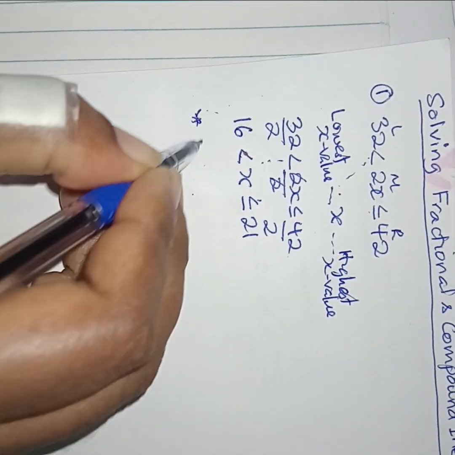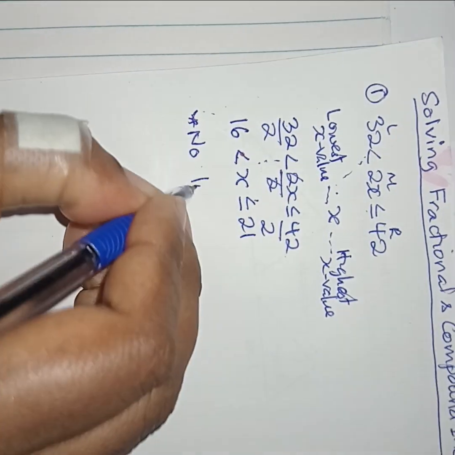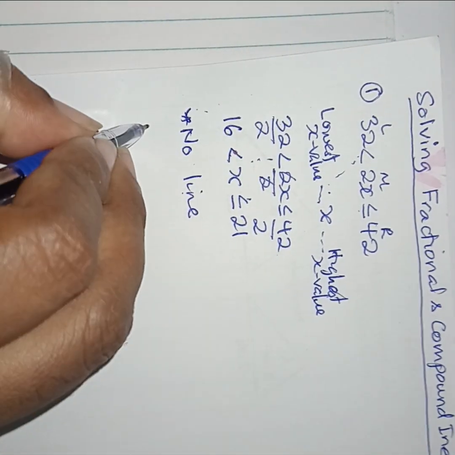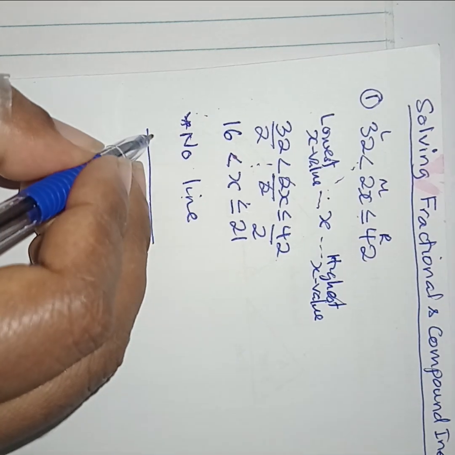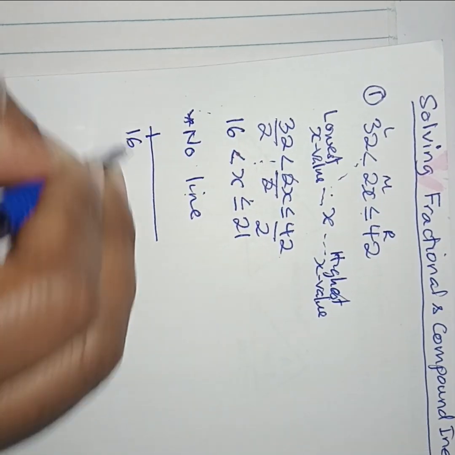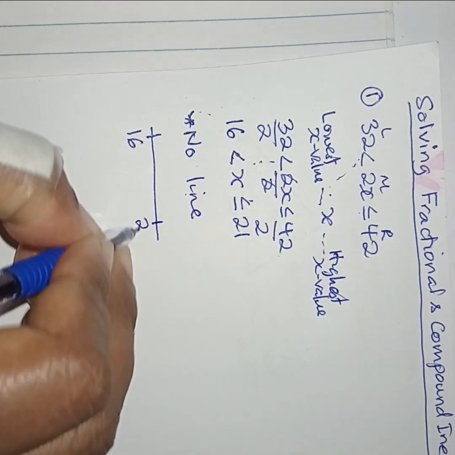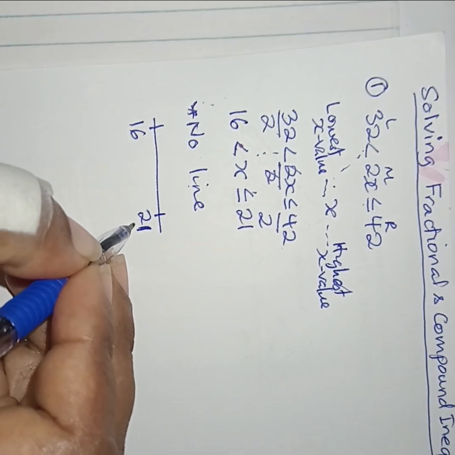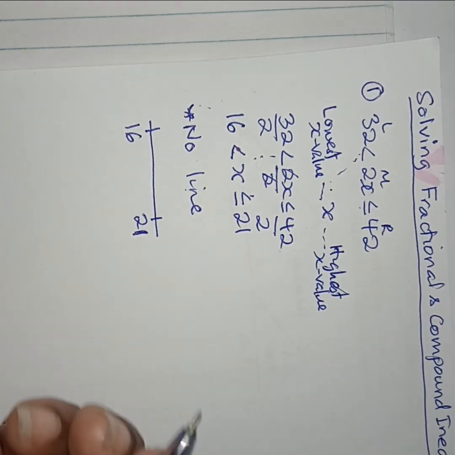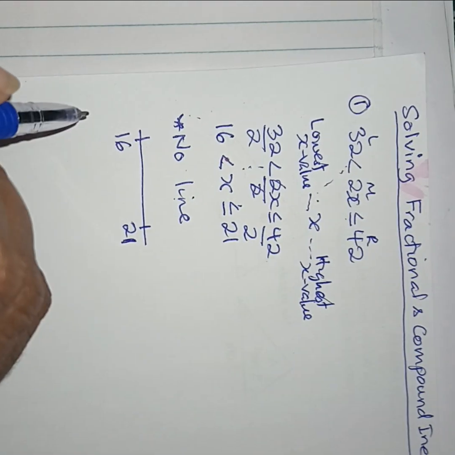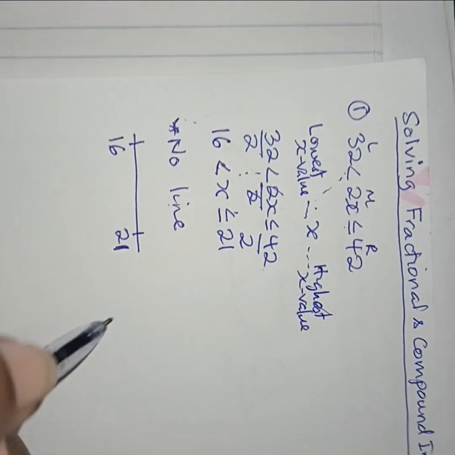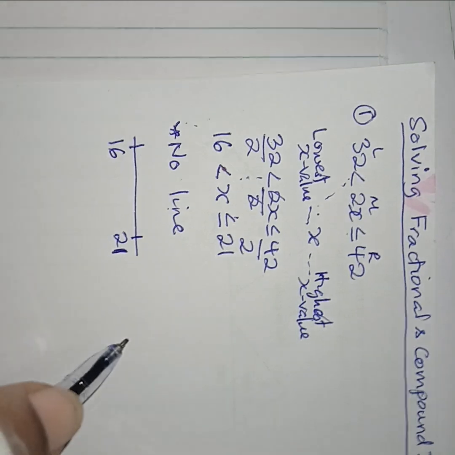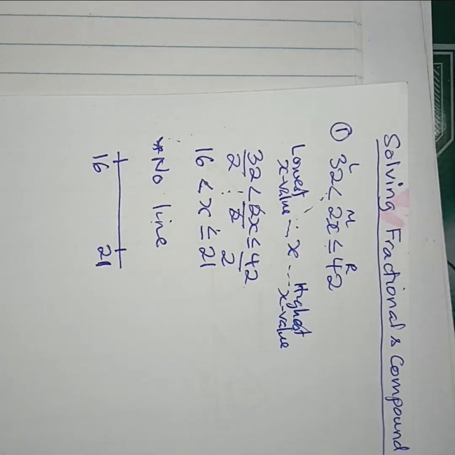Okay, putting this solution on a number line, you draw your number line. Now we have a lowest x value and we have a specific highest x value also, unlike the previous ones where we have one value only and the other one was unknown. So we put infinity.